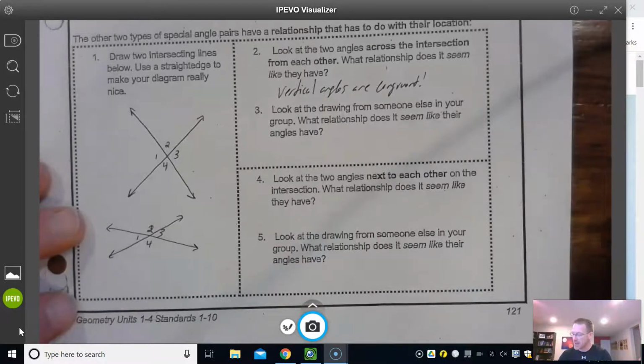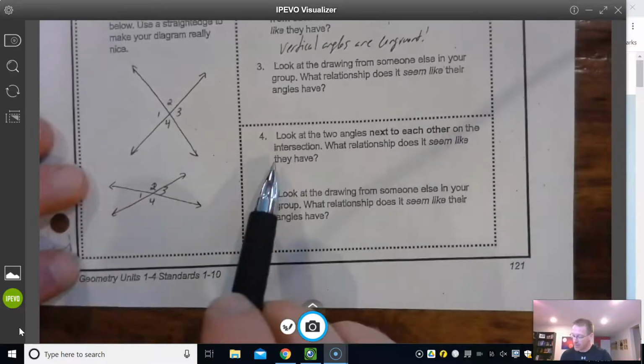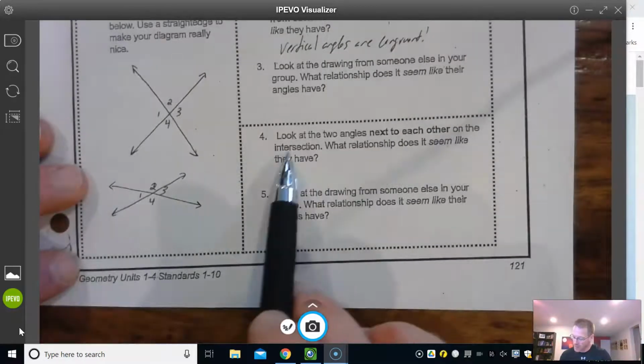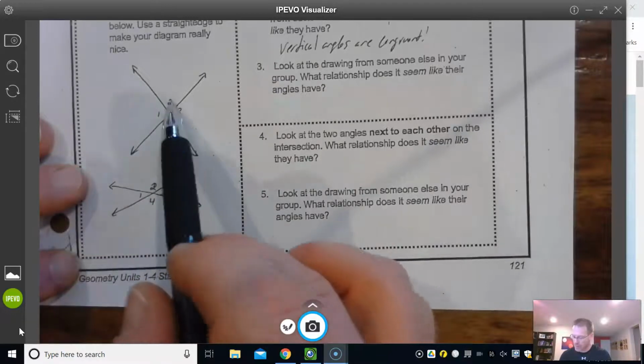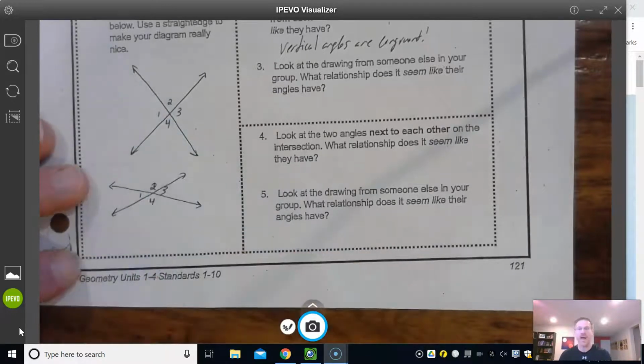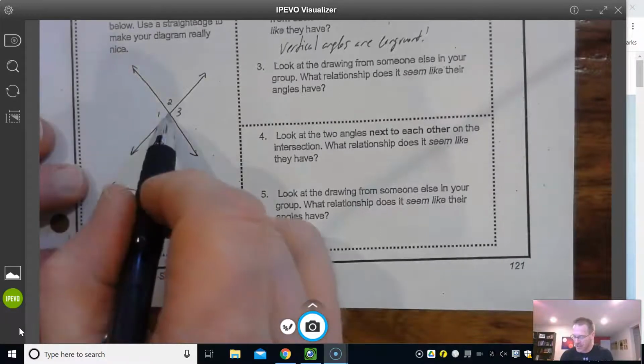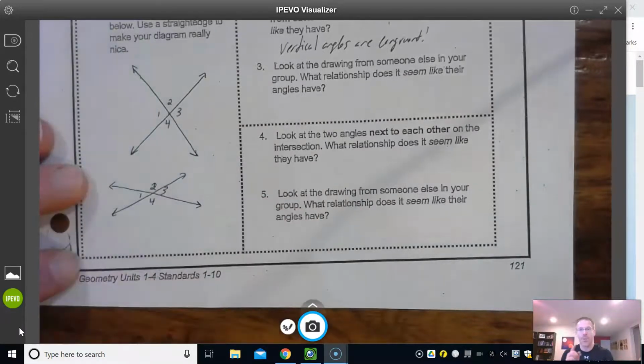Now, if we look at problem 4 here, look at the two angles next to each other on the intersection. What relation does it seem like they have? So when you look at 1 and 2, 2 and 3, 3 and 4, 1 and 4, any of those angles that are adjacent to each other, once again, they share a vertex and a ray, what does it look like they have in common? And I hope you said that they are supplementary. Use that new vocabulary word.